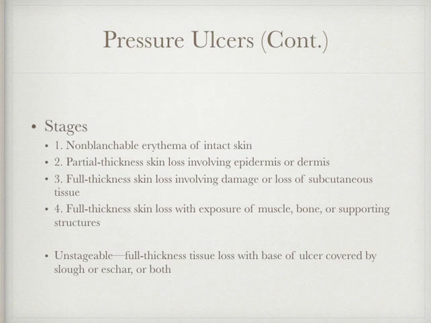So there are different stages. The first one's non-blanchable. So there's no opening in the skin. It's intact. And I'll show you pictures because I think a picture puts it together better. Partial thickness basically involves that epidermis or dermis. Full thickness is basically loss of that subcutaneous tissue, where they start getting down to muscle, bone, or the supporting structures. And it's not uncommon to see this, unfortunately.